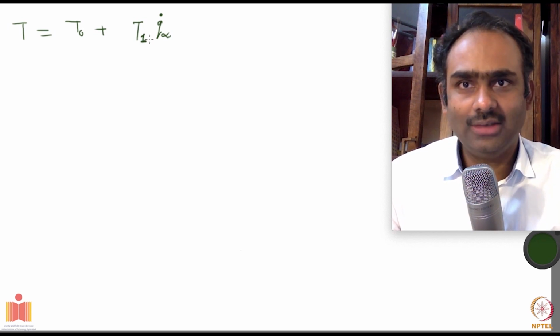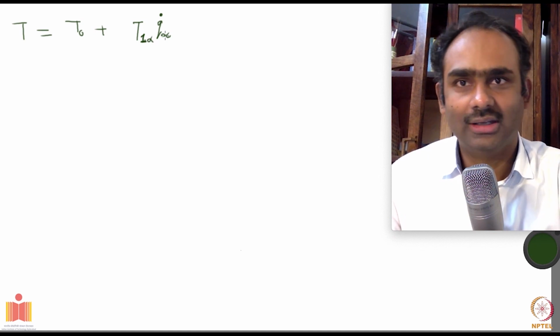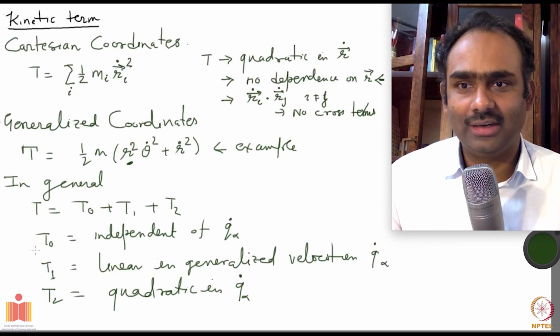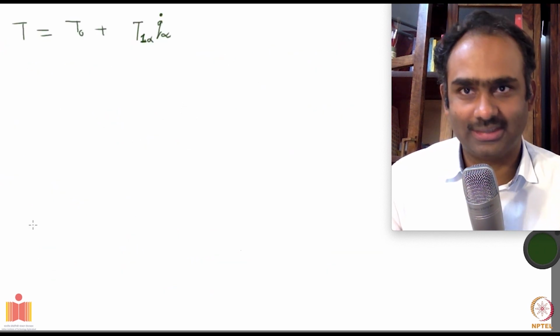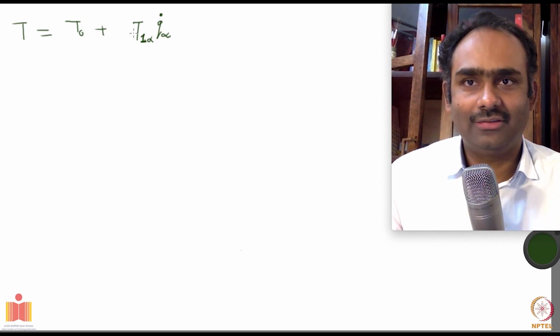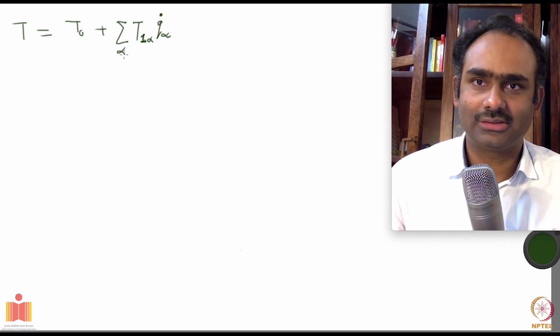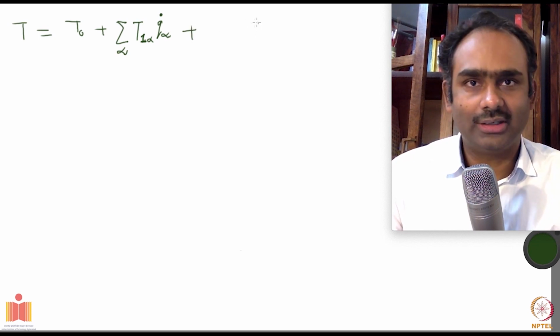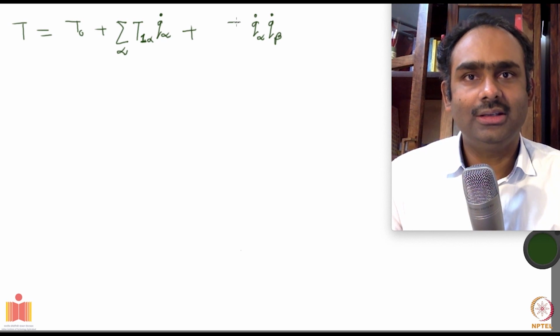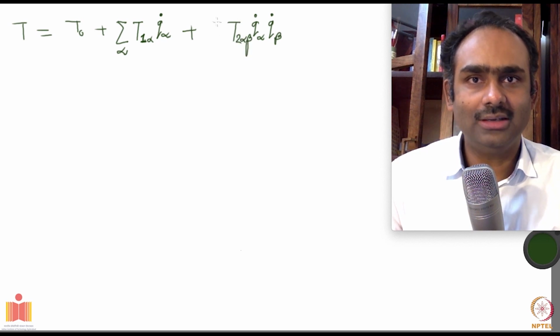Let me call it T1 alpha. I distinguish this T1 alpha from T1 because T1 has no index and this one has. So it's not the same quantity. So you have T1 alpha and there'll be a sum over all the alpha. Then, as I said, there'll be terms which are quadratic. So you could have q alpha dot, q beta dot, and T2 alpha beta, summation over all alpha and beta.